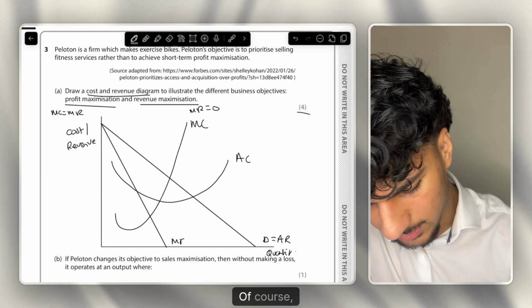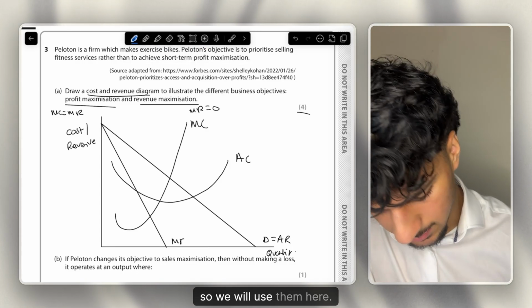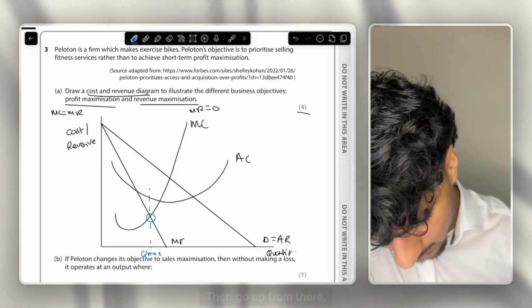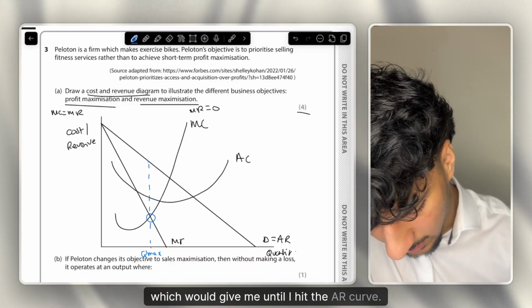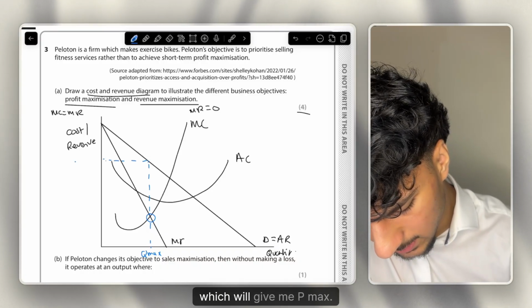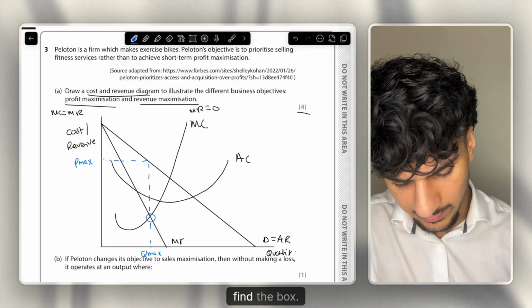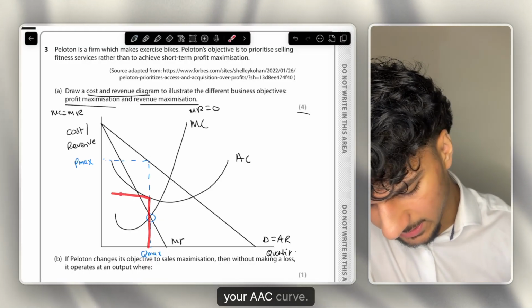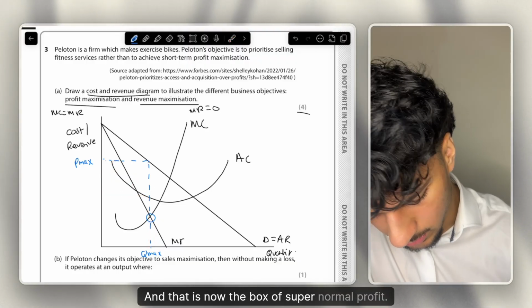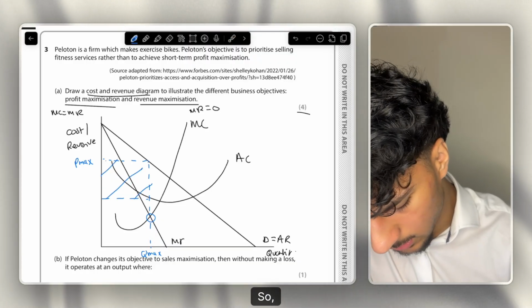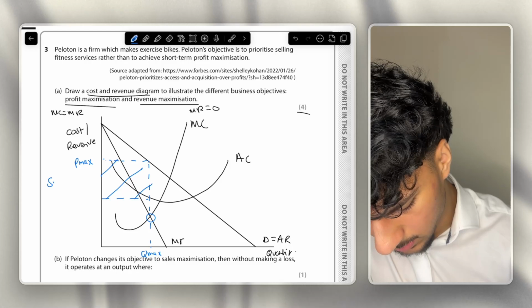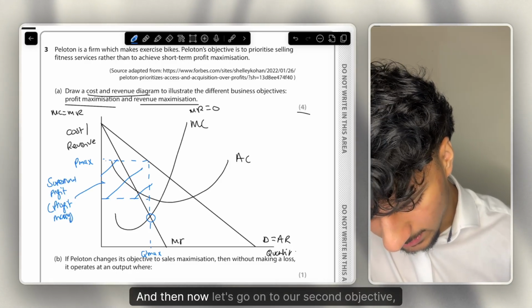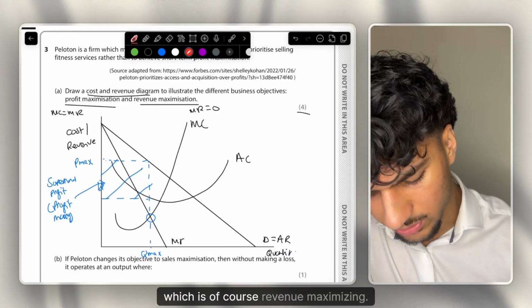Let's do the first one, which is profit maximization. Of course, I do have the luxury of different colors, so we will use them here. So MC equals MR at this point. I'm going to label this Q mark, then go up from there until I hit the AR curve, then go left from there, which would give me P max. And now let's find the box of supernormal profit, which you just go up from Q mark until you hit your AC curve. And that is now the box of supernormal profit. Bang, bang, bang. So I'm just going to label this supernormal profit. I'm going to say profit maximizing just to make it clear. And then now let's go on to our second objective, which is of course revenue maximizing.